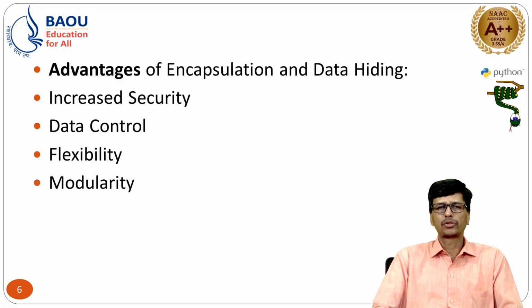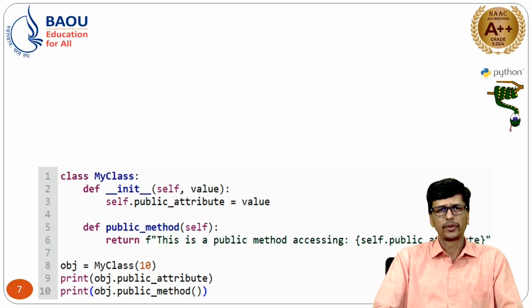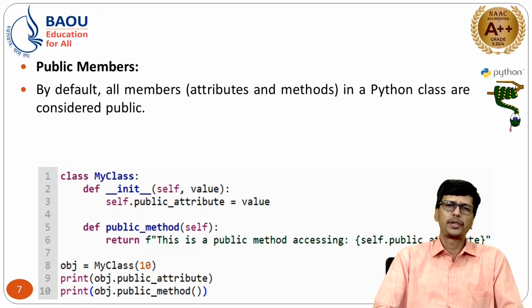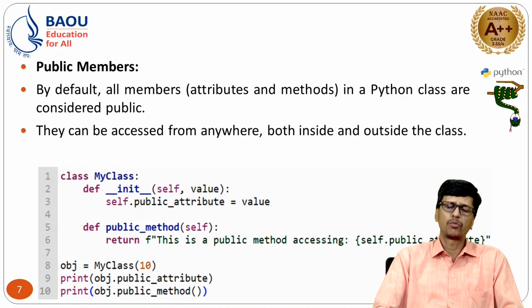Flexibility can also be applied: you can define that a particular class or module, or a particular user, can access that particular data. Accordingly, the flexibility can be defined. So these are the basic advantages of encapsulation and data hiding. Now we can see one demonstration for each and every access specifier, so you can get more idea.